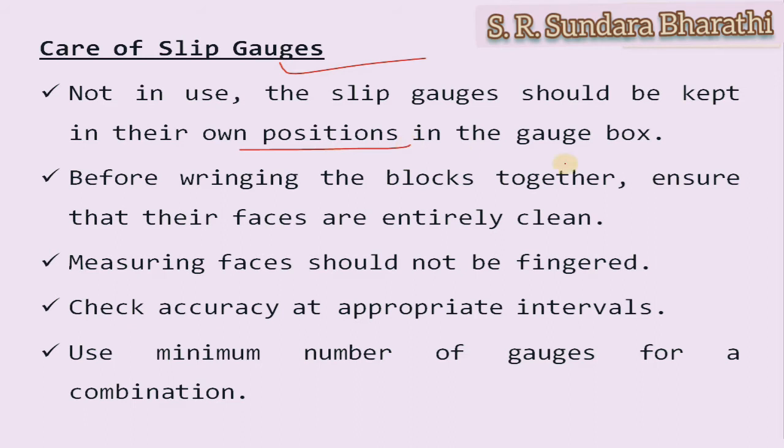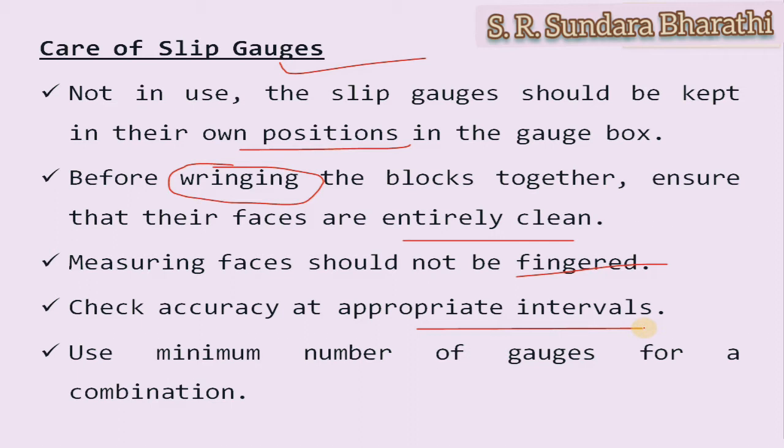Before ringing the blocks, ensure the faces are entirely clean. Once you have started the joining process, check whether the faces are clean or not. Otherwise, take a cloth and clean them properly. Measuring faces should not be fingered. Check accuracy at appropriate intervals. The slip gauge surfaces also have to be checked, because you continually use them.